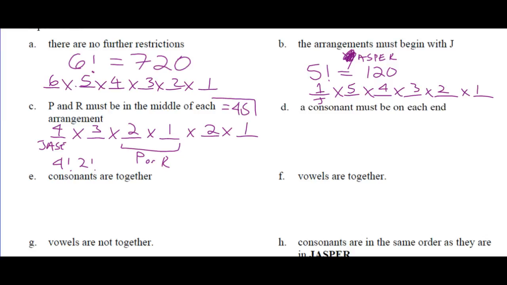A consonant must be on each end. Again, the easiest way to do this, to me, is the fundamental counting principle: put down 6 blanks. You've got to have a consonant here and a consonant here. That's not a C, it's a consonant; you have to take context into account. How many consonants are there to choose from? 4. How many consonants are left for the other end? 3. How many letters are left? 4. So then this becomes 4, 3, 2, 1. So it's 12 times 4 factorial, which is 12 times 24, or 288.